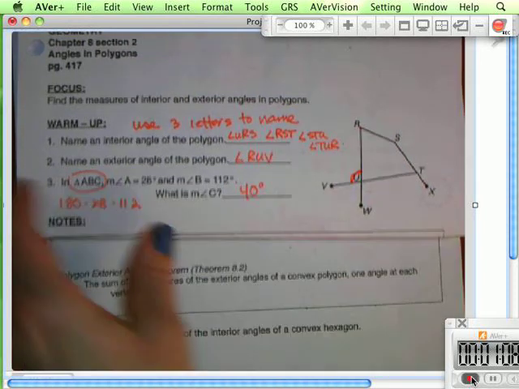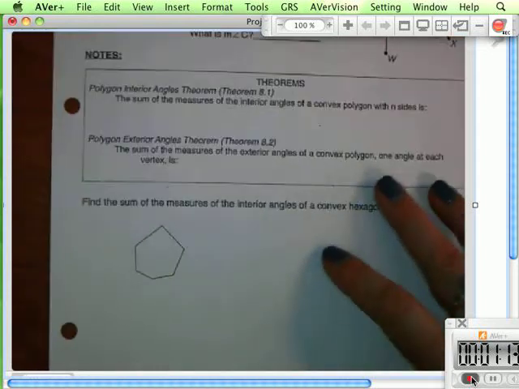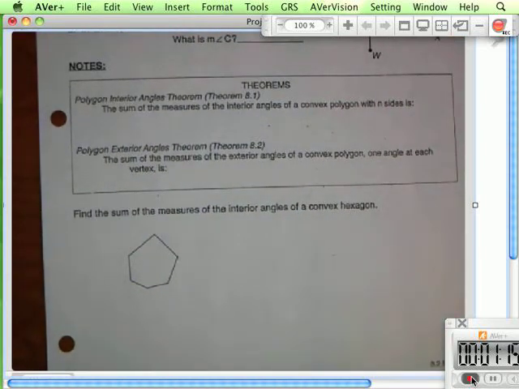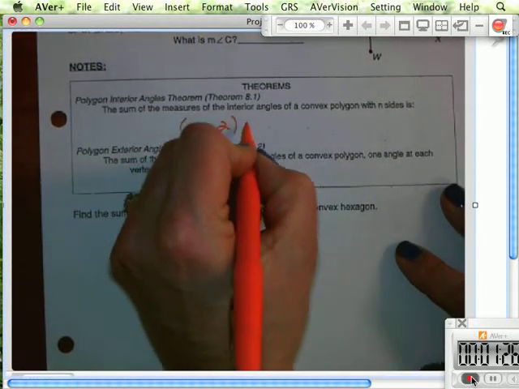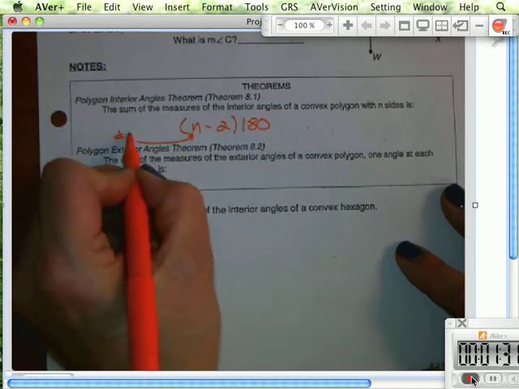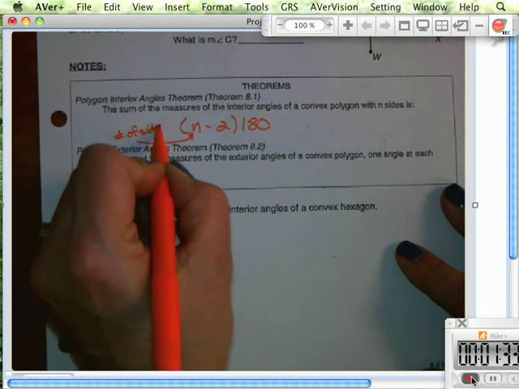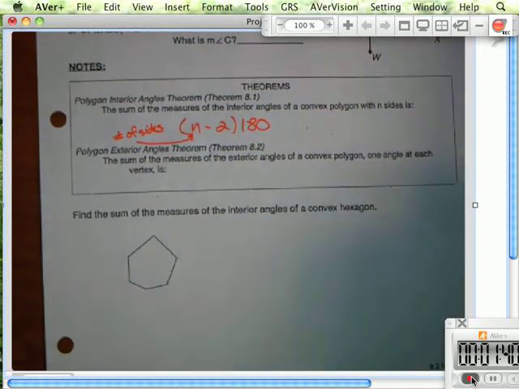All right, so let's go to this part here. Polygon interior angles theorem. We just came up with that. What was the equation or the expression we came up with to find the sum of the angle measures? What was it? N minus 2 times 180. N is the number of sides. That adds up to the angles, okay?